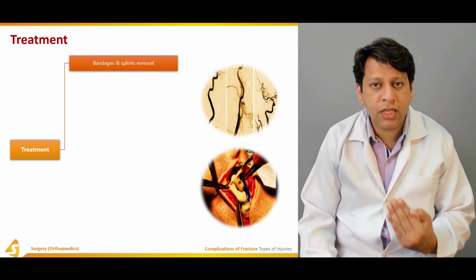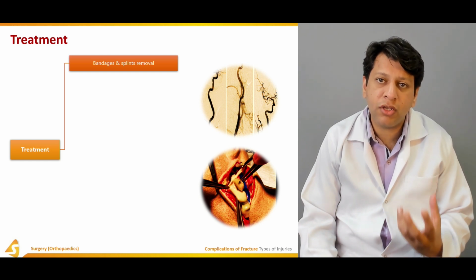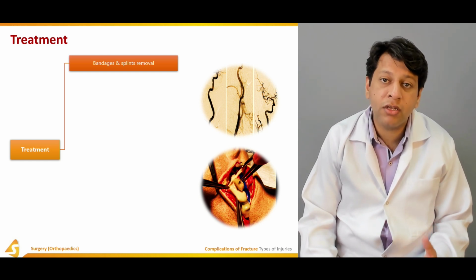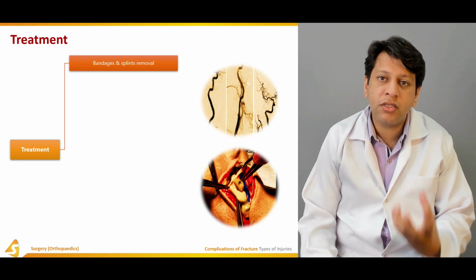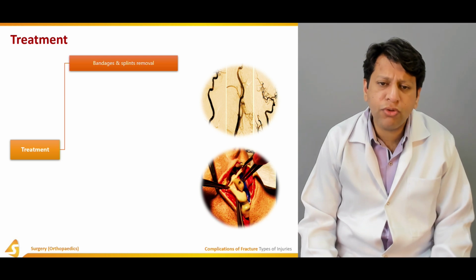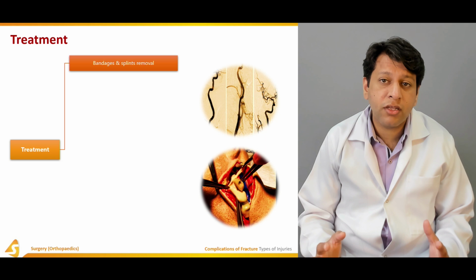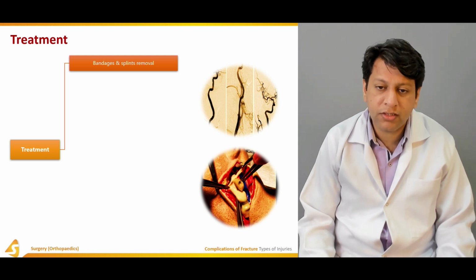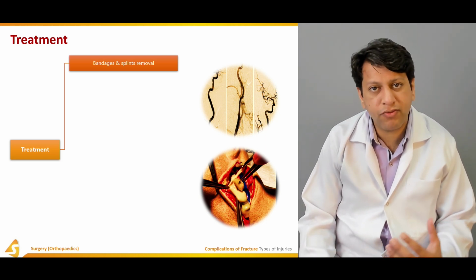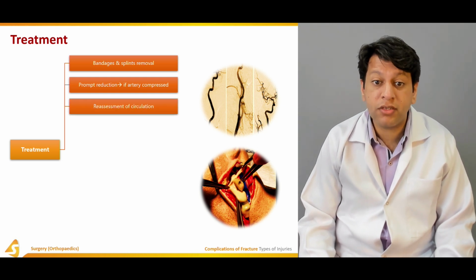For example, there was a laceration of the artery by the bone ends, or this could be due to hematoma formation and bleeding over there. This hematoma may be compressing the arterial supply. So the first and foremost step is removal of the bandages and splints, so that once the swelling settles down, the arterial supply is restored. There could be a prompt reduction if the artery is compressed. Then there may be a reassessment of the circulation.